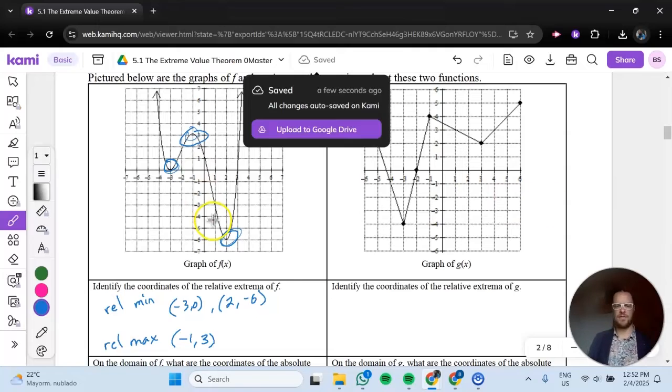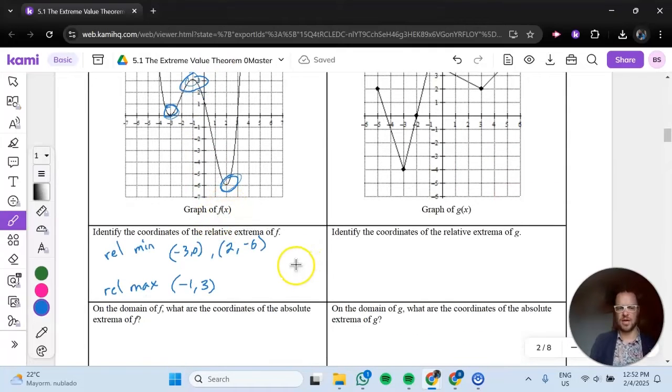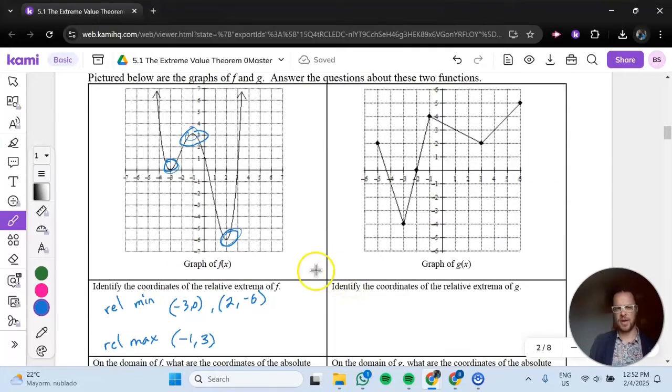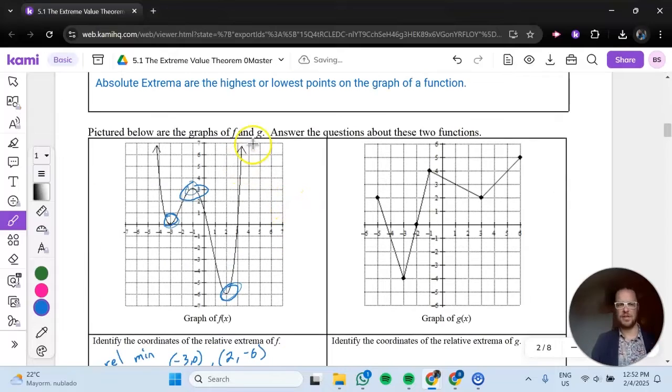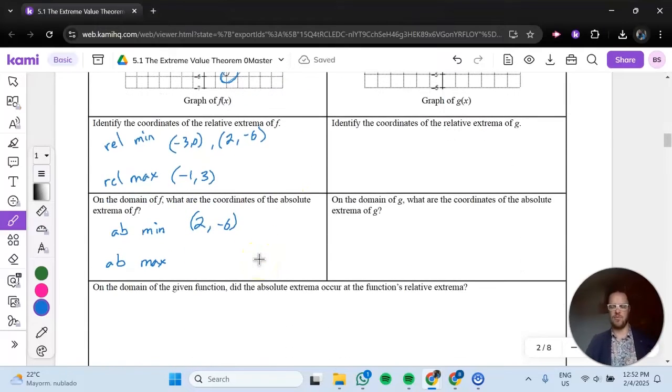Now, on that domain of f, what are the coordinates of the absolute extrema? So on our domain, that's unrestricted. We haven't restricted the domain in any way, so it's on all possible values of x. And so what that means is that we will have an absolute min at the lowest point, which is this one right here, so 2, -6. But for an absolute max, because the function goes up forever, it's got those arrows, that means we won't get one. We're going to get infinity, which means there isn't one.